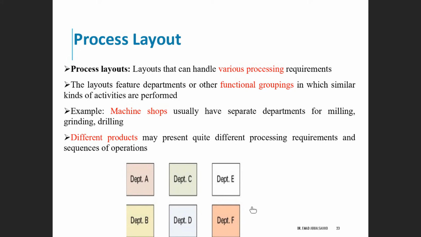The second type, which is the process layout. The process layout handles various processing requirements. Various. هناك standardized. ها ركز معايا. هناك standardized، هنا various مختلف. هناك يعني موحدة أو فيها لها يعني ستاندرد ضوابط أو يعني توحيد في العمل.